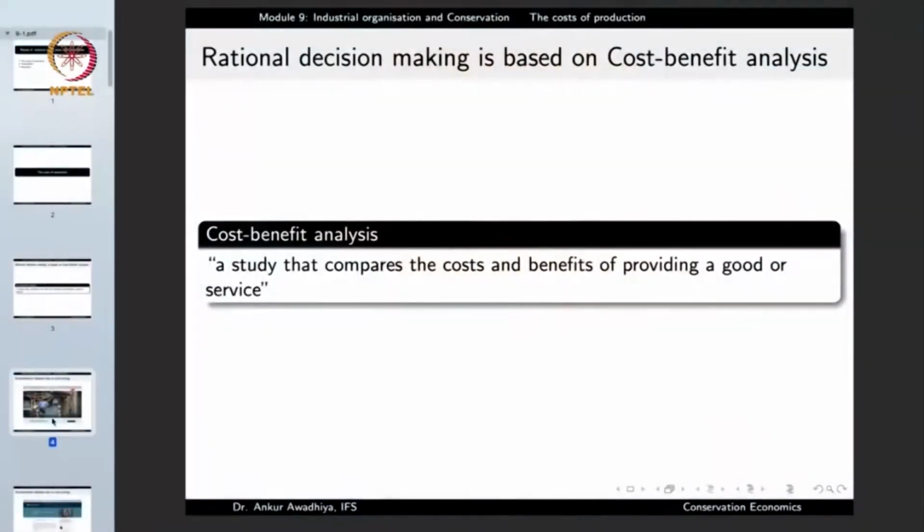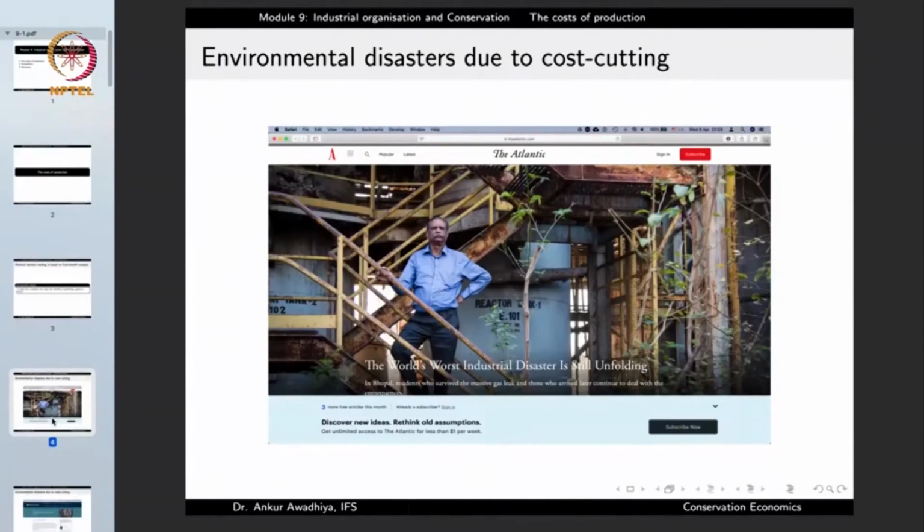When we say that the benefits need to be maximized and the costs need to be reduced as far as possible, in a number of cases, this reduction in cost may also have severe environmental consequences. And we have observed a number of environmental disasters that have occurred because of cost cutting. A common example is the Bhopal gas tragedy. We shall explore the Bhopal gas tragedy in more detail in a later module.